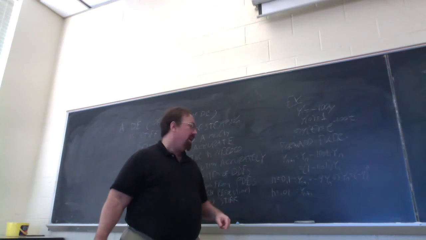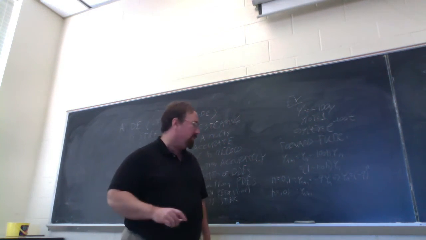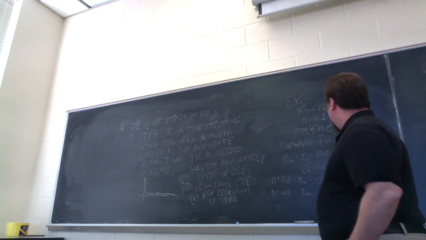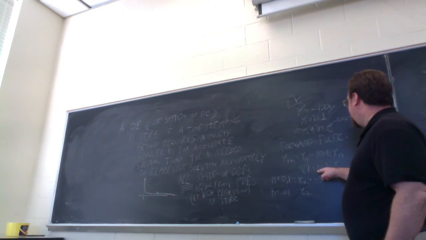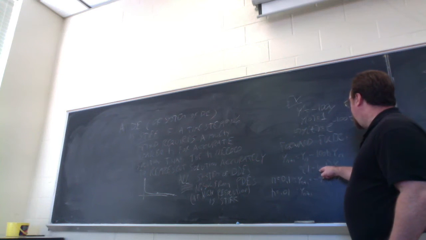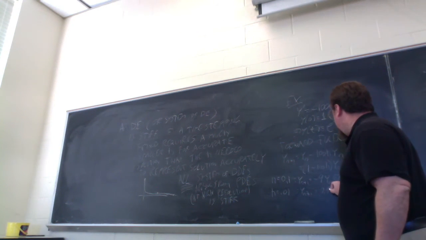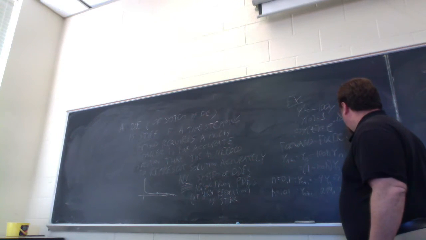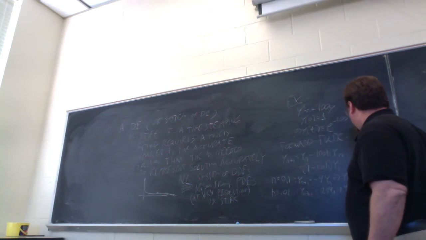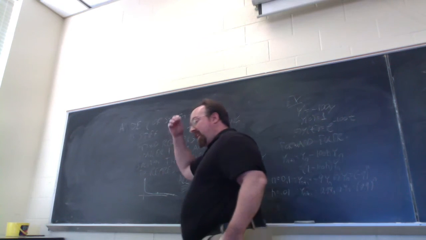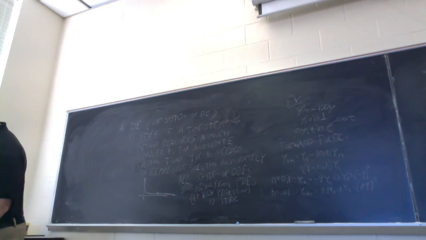Well, let's let this run its course. Pick a smaller h. So now you get 1 minus 0.1. So y_{n+1} equals 0.9 y_n. So y_n equals 0.9 to the n. How does that behave?